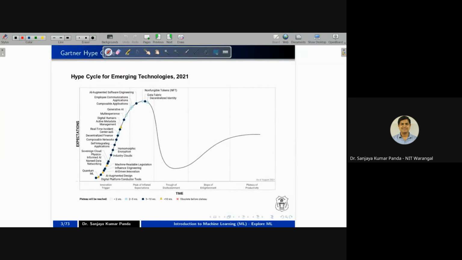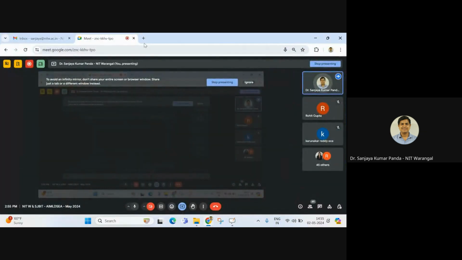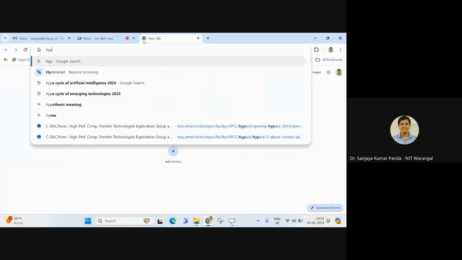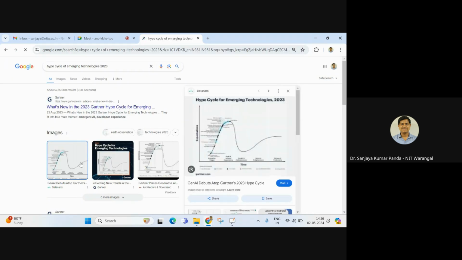Here I am showing you a hype cycle, which we call the Gartner hype cycle. The hype cycle you are seeing in this presentation is for emerging technologies. Although this one is from 2021, you can go to Google and find the latest hype cycle. You can type hype cycle for emerging technology 2023, and you will find this particular hype cycle.